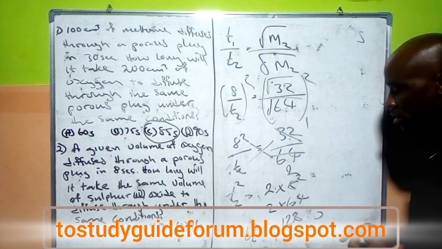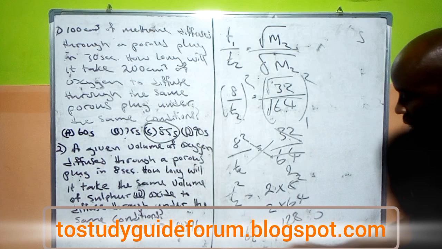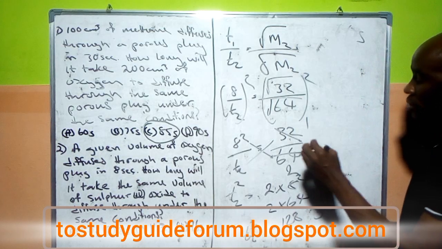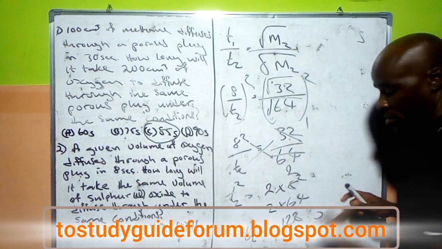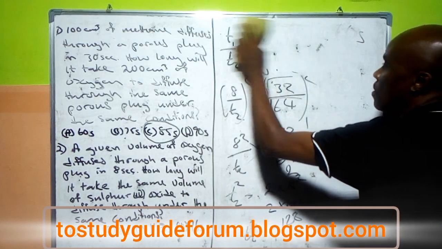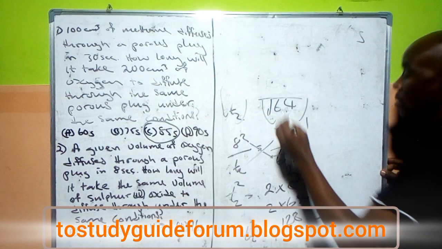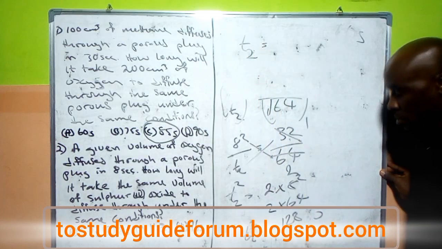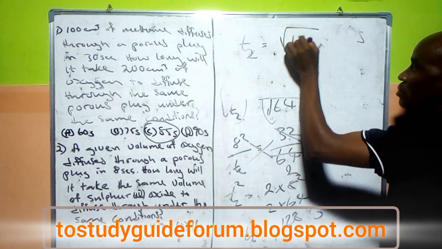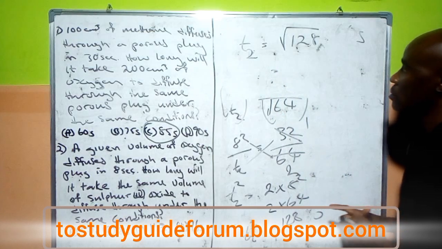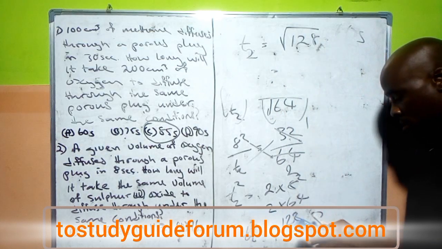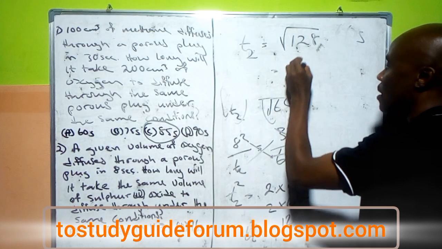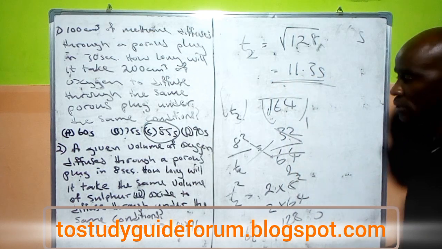The square is still there. So the next thing we do is to get the square root of this, in order to remove that square. The square root of this 128 will give us 11.3 seconds. That is what it will take us.